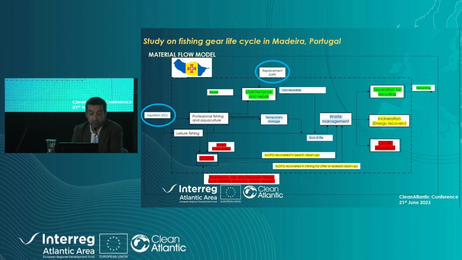The idea is to keep the materials in the system and to avoid them going to the ocean. So abandoned, lost, discarded fishing gear. And to try to establish circular economy models, we need to reuse and to maintain and repair the materials. But there is also another thing coming into the system, which is the things we recover in beach cleanups or the things that are recovered in fishing for litter schemes or seabed cleanups. So acquisition, replacement parts, and ALDFG recovered are the entries of the system.